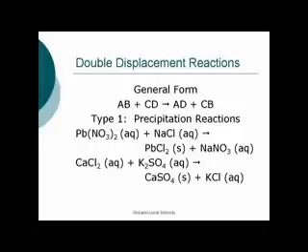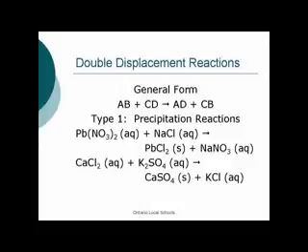Our first type of double displacement reaction is a precipitation reaction. The general form for this is AB plus CD yields AD plus CB. And generally what happens here is two aqueous solutions, where ionic compounds are dissolved in water, are mixed together, and then a precipitate forms, which is a solid, and the other ions remain dissolved.